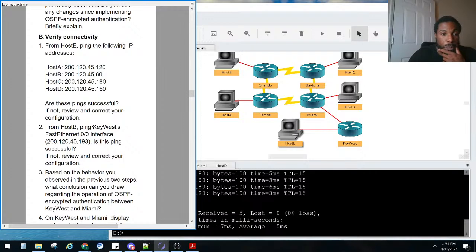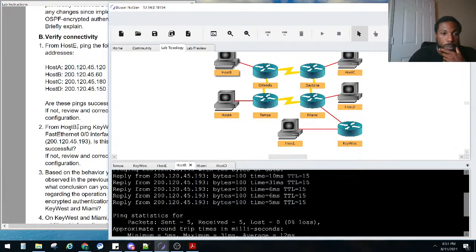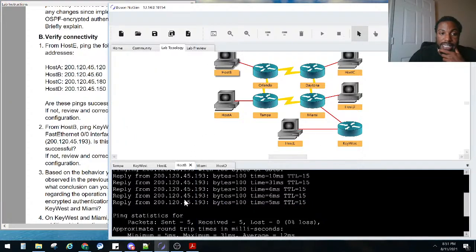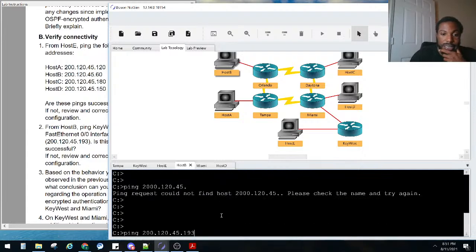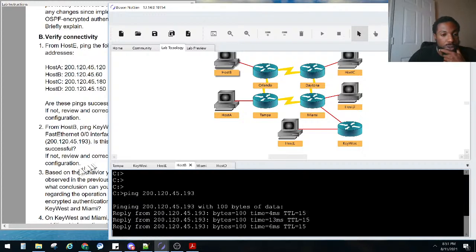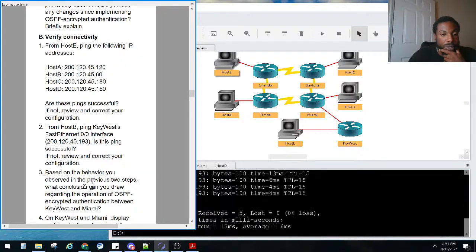From host B, ping Key West's FA0/0 interface. Is this ping successful? So we're going to have host B ping FA0/0, which is over here, the local area network side, right? Same thing we did last time. Ping 193, which was that one right there. Ping, drop the ARP. Nope, it went through. So we got on our knees praying, and it pinged.